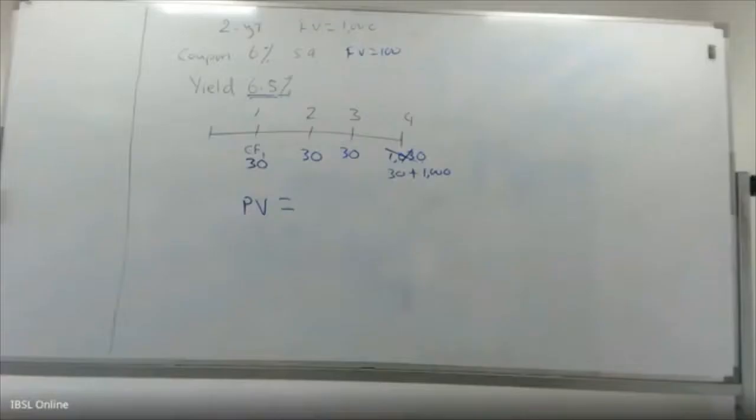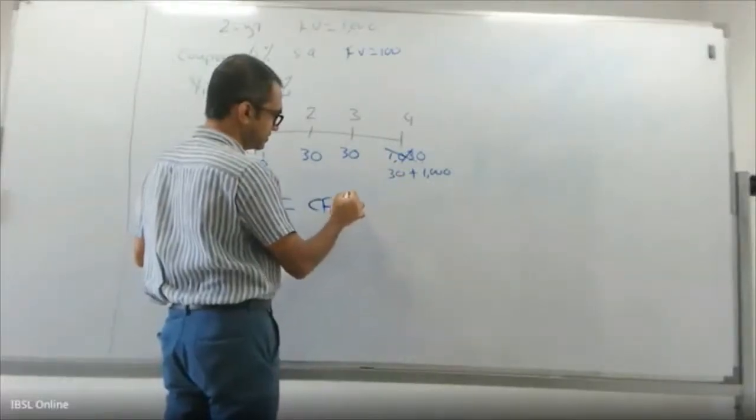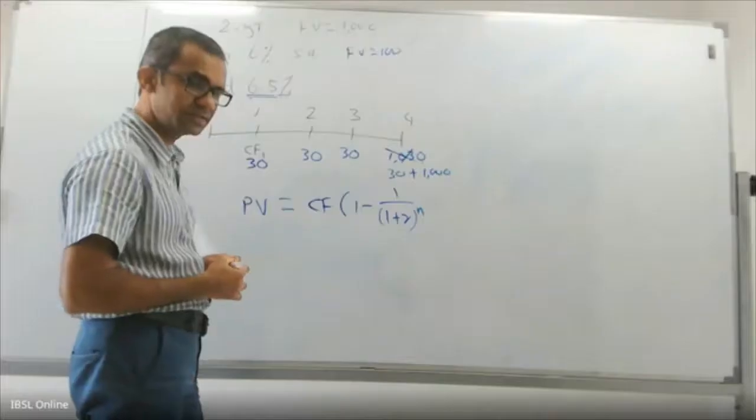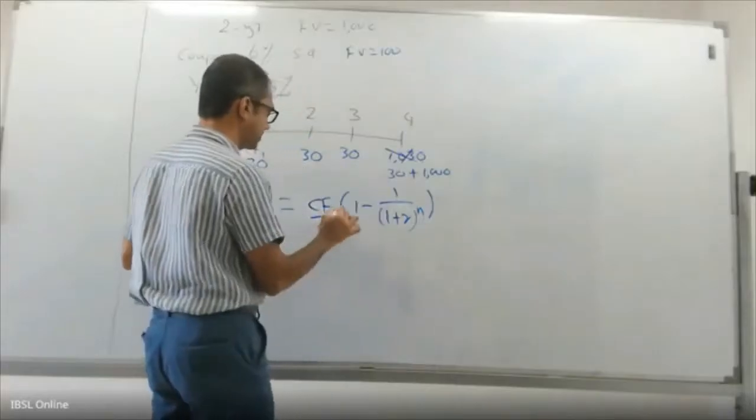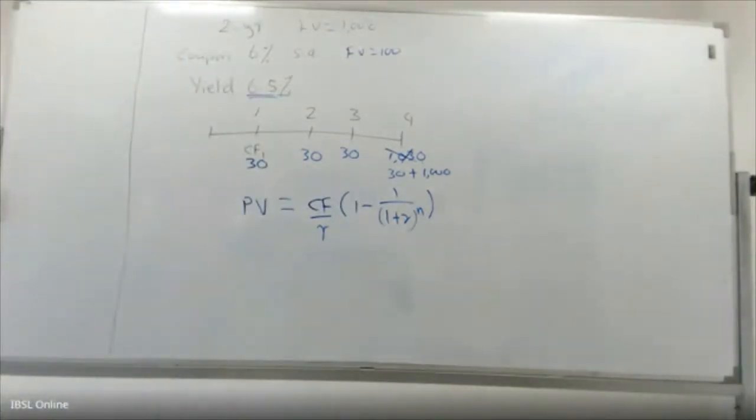So cash flow into 1 minus 1 divided by (1 plus r) to the power n, the total bracket divided by r. Total amount divided by r. So I can write it like this. Correct? Is it correct?